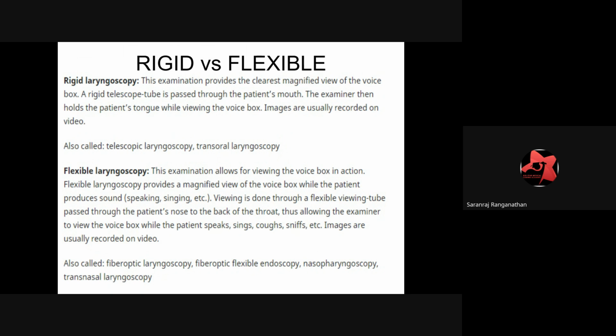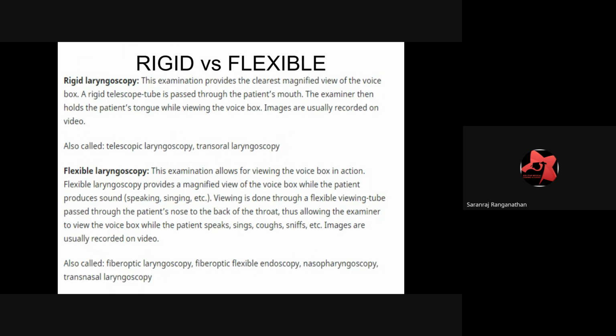In this one they will take video, so they can check. It is also called telescopic laryngoscopy and transoral laryngoscopy. Then for flexible laryngoscopy, they also use video imaging, but they take the image during movement. But in the rigid method, they won't allow the tongue to move.